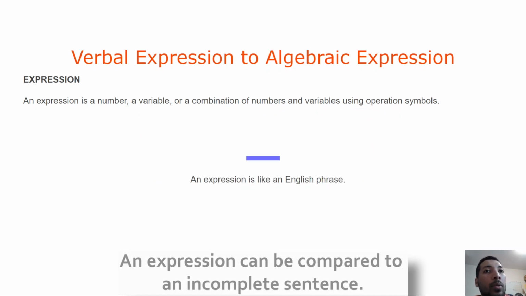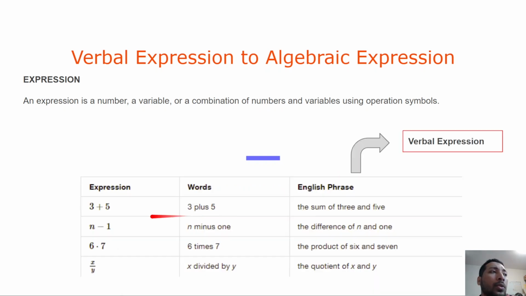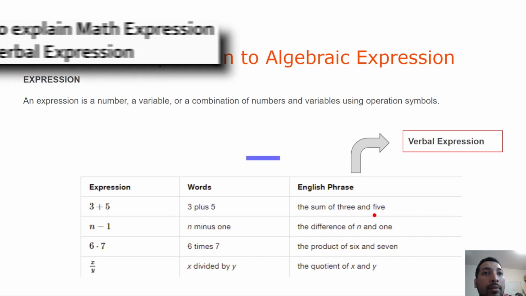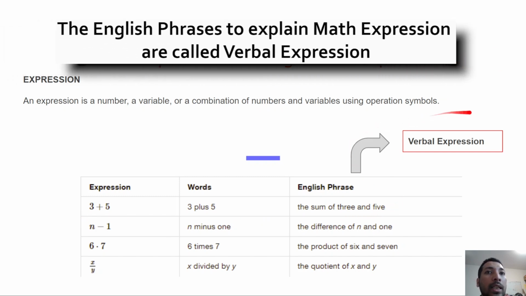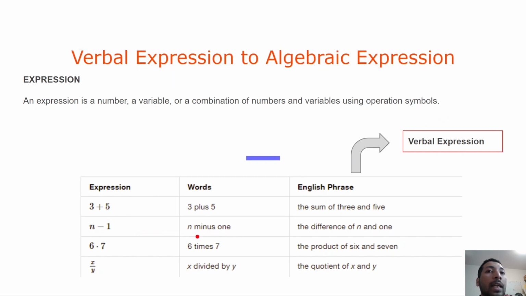Another way to remember the expression is that an expression is like an English phrase. So in math, if we have 3 plus 5, we can explain this in English phrase as the sum of 3 and 5. This is what we call the verbal expression. Similarly, if we have n minus 1, in English phrase, we have the difference of n and 1. 6 times 7 can be read as the product of 6 and 7. X divided by y can be read as the quotient of x and y.